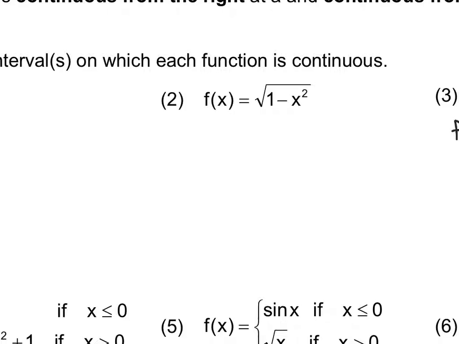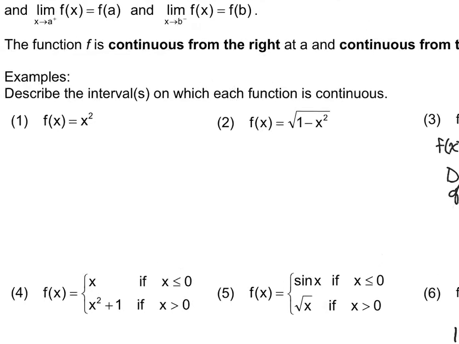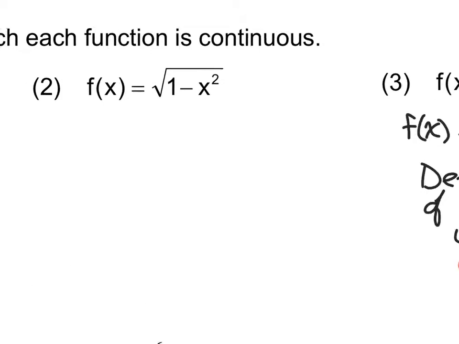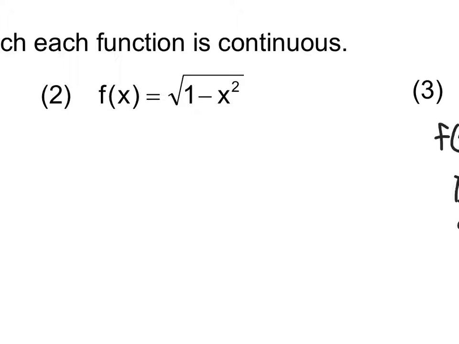Looking at number 2, it's asking us to describe the intervals on which each function is continuous. I have a radical function. You could get pretty much what you need out of a graph here, but we also want to be prepared to go after this algebraically, because of what I was just saying a few minutes ago. It's possible directions could lead you in that direction.